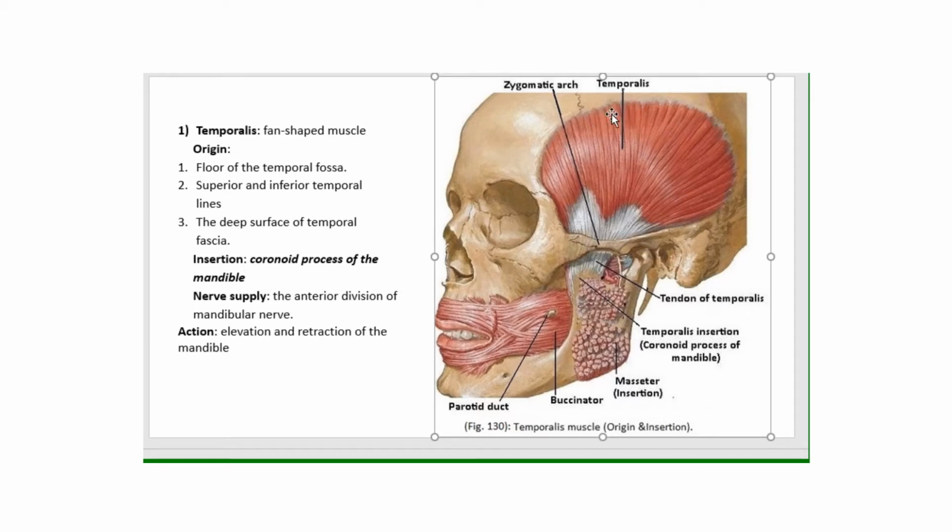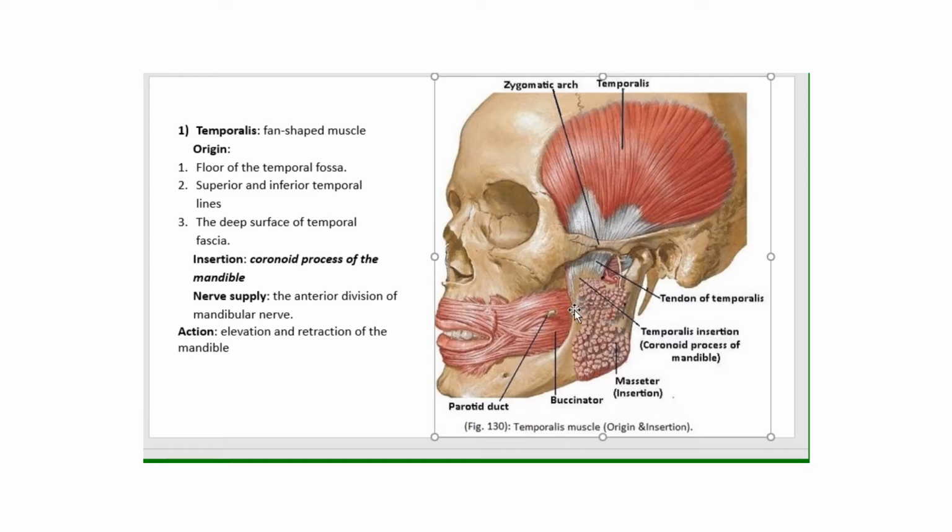It also takes origin from the deep surface of the temporal fascia, which covers the temporal fossa. Its tendon passes deep to the zygomatic arch, to be inserted into the coronoid process of the mandible. This is the coronoid process of the mandible. The temporalis tendon passes deep to the zygomatic arch and takes insertion into the upper border, the tip of the coronoid process, its posterior border, and its anterior border.